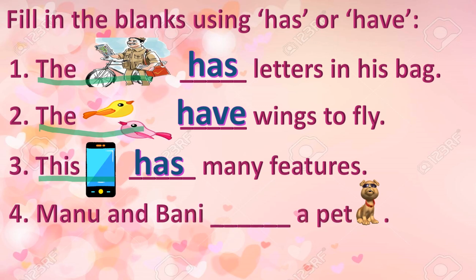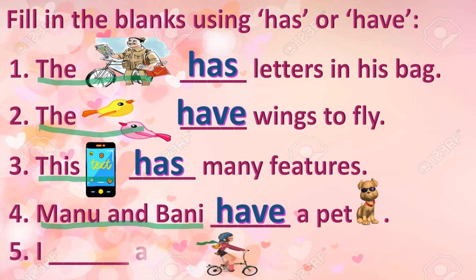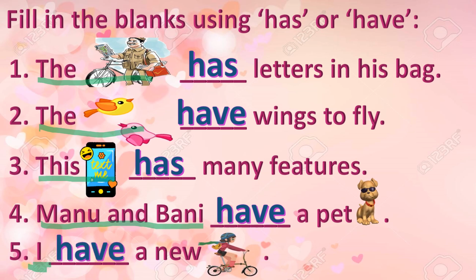Manu and Bani dash a pet. Now, Manu and Bani, two persons. Two persons means plural, plural subject. So with a plural subject, we use the helping verb have. And have here shows possession. That means what do they have? They have a pet. I dash a new bicycle. Now our subject is I. So you know when the subject is I, we use the helping verb have to show possession. I have a new bicycle.